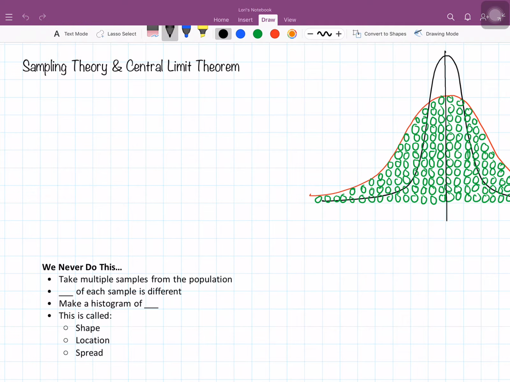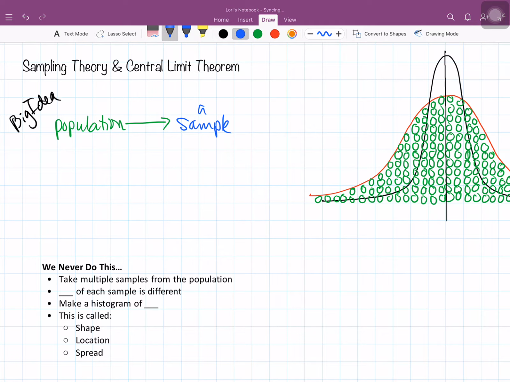And the big idea about sampling is that we start with a population, and from that population, since we can't usually measure absolutely everybody in the population, what we do is we take a sample of individuals instead, and we measure them.